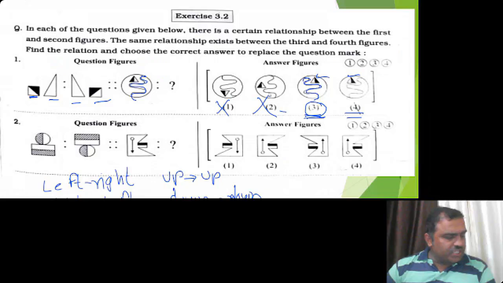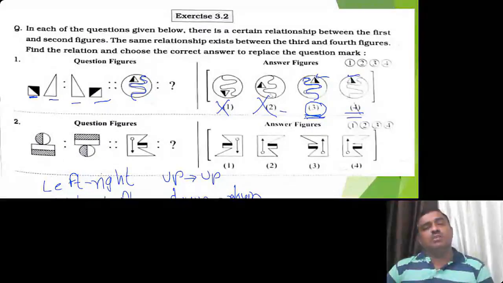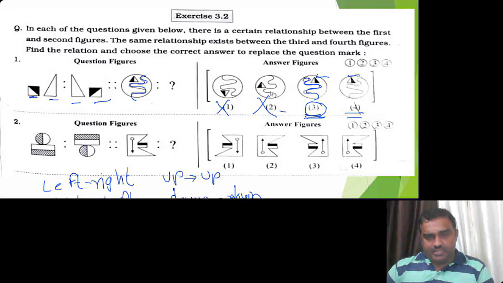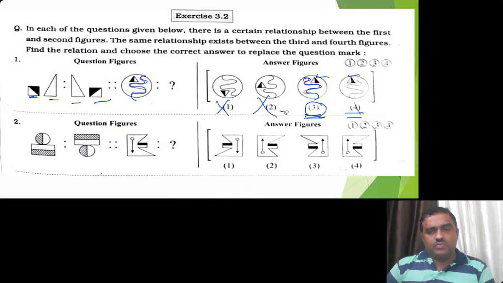So Prerna, Jayan, those who have posted the option number 3, they are right. Well done. I'm not taking everyone's name because that much time I don't have. Those who have posted option number 3, they are right. Okay, let's move on to the second question.